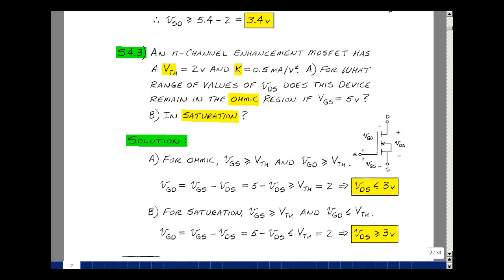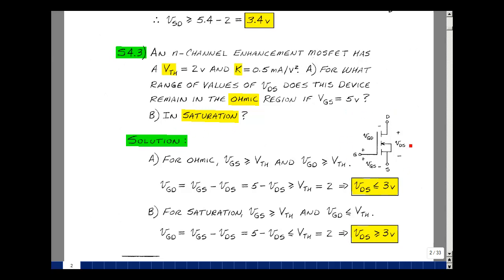This lesson deals with supplemental problem 4.3. You can find this problem in the ECE302 ebook in the Chapter 4 Supplemental Problems on the bottom of page 2. Suppose you have an N-channel enhancement MOSFET. It has a threshold voltage of 2 volts and a value of K of 0.5 milliamps per volt squared. For what range of values of VDS does this device remain in the ohmic region if the gate source voltage is 5? And then repeat that for being in saturation.